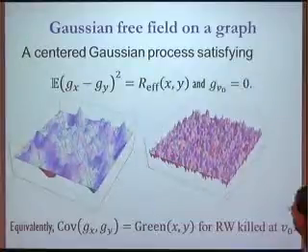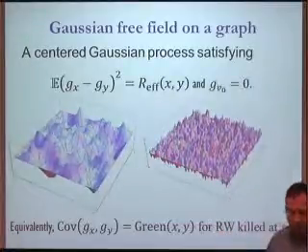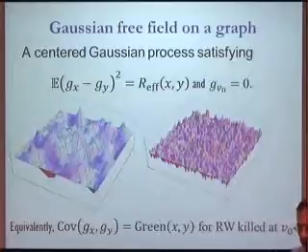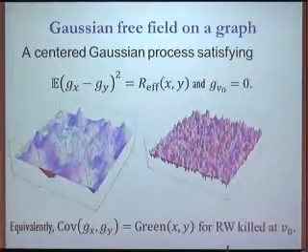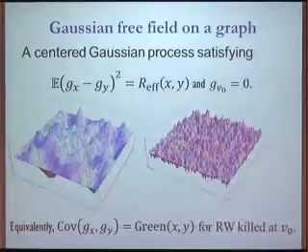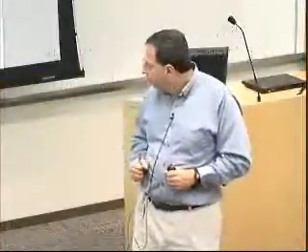Let me tell you more intuitively what this is. This is a two-dimensional picture. In one dimension, a Gaussian process would be just a Gaussian free field. Suppose my graph is a long interval, and v0 is one endpoint of the interval. Then it's just a Gaussian random walk going along the interval. That's all it is in that case.